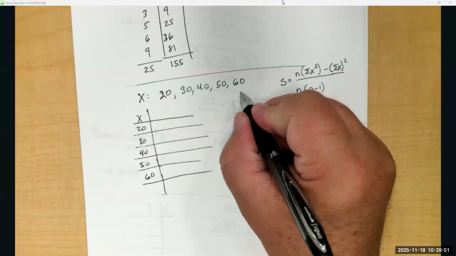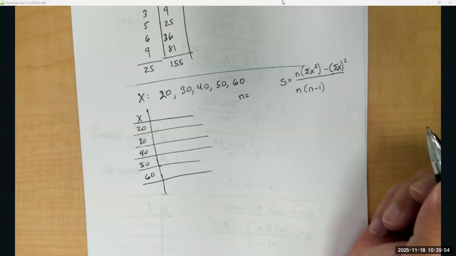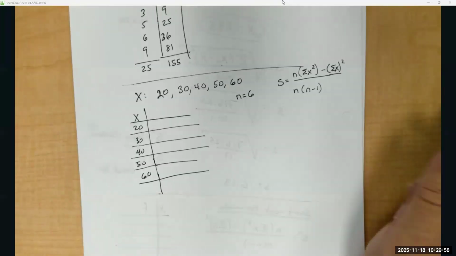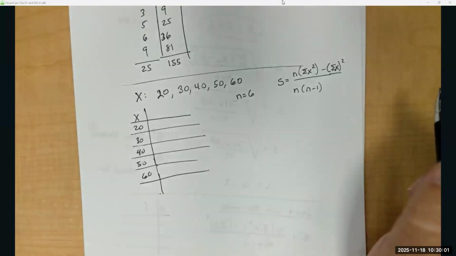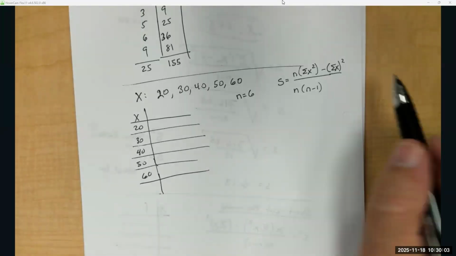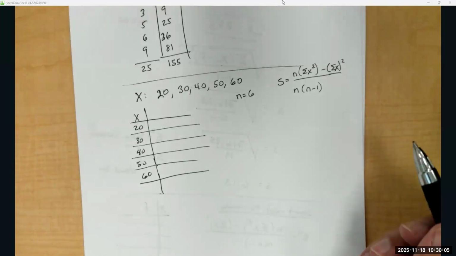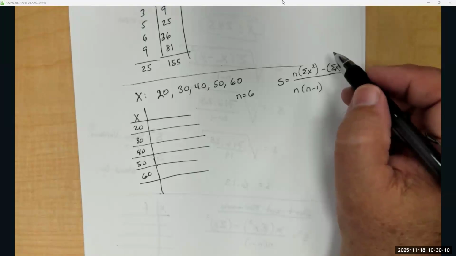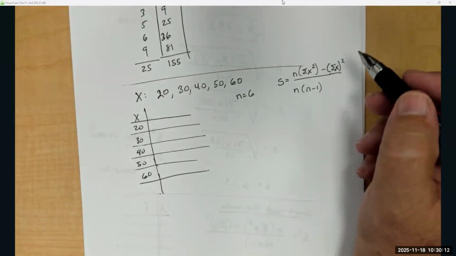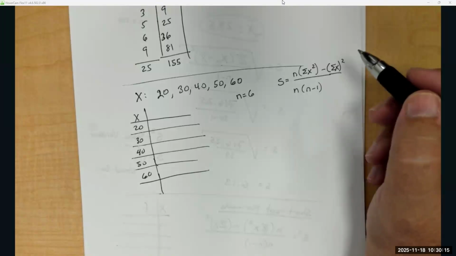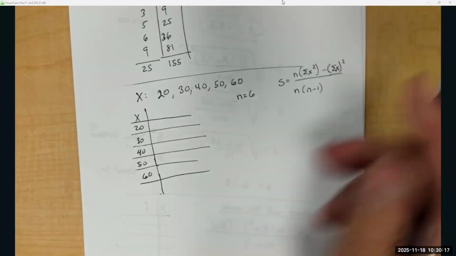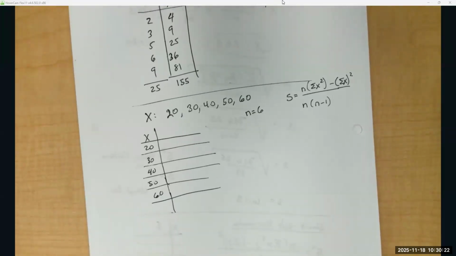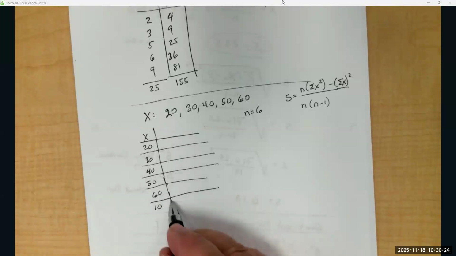What's our N? We only have 6 pieces of data. What's that? What number am I missing? 20, 30, 40, 50, 60. Oh, 10.